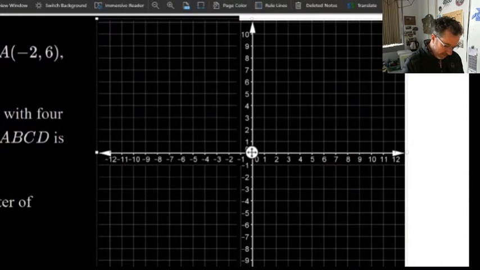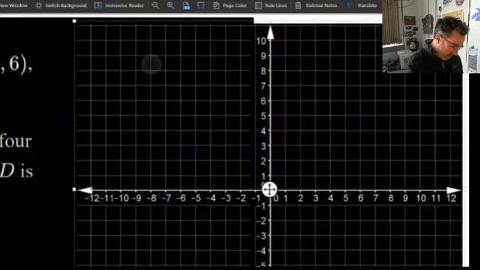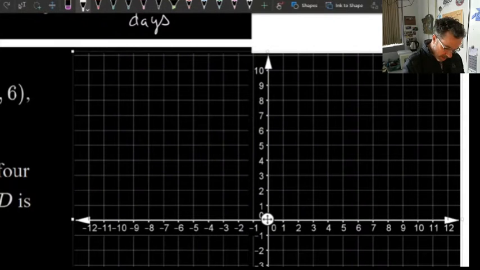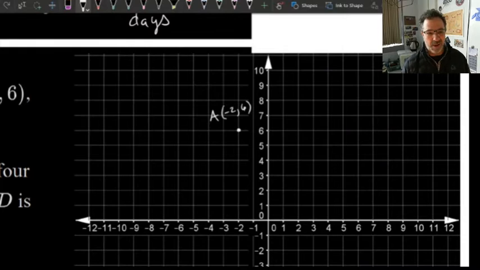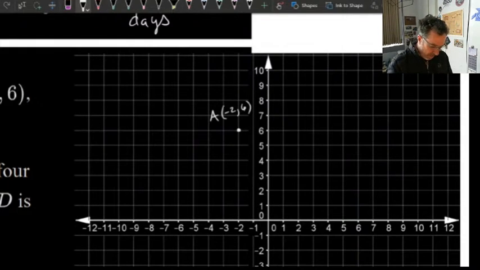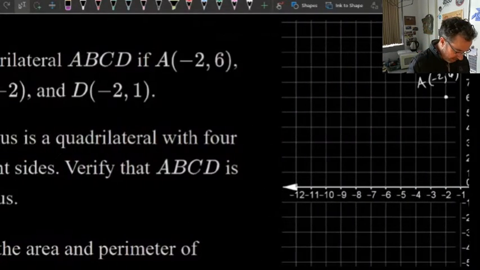So I'm going to go -2, 6. So draw in -2, +6. This is point A at -2, 6. And it actually helps to see those numbers sometimes, so I'm writing them there because I know from experience that could be useful.